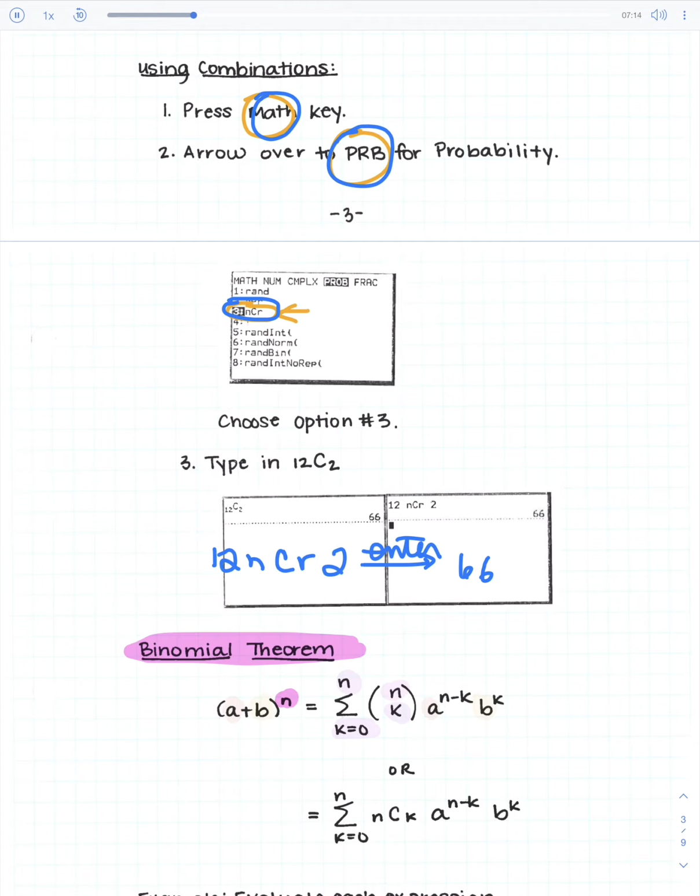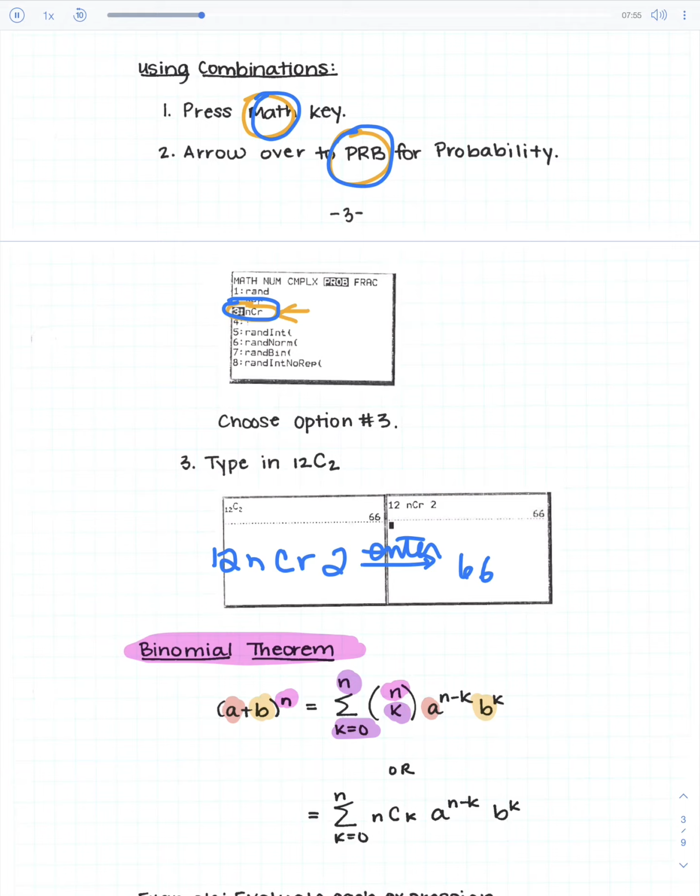The top number will always be your n in your combination. The bottom number will always be whichever term you're at. We always start with 0, and then we work our way all the way up to n. Remember, we start with our a's being at the highest power they can be, and then we work our way down. And we start with our b's at the lowest they can be, which is basically at 0, and work our way all the way up to n. So that's what we're going to do with our binomial theorem.